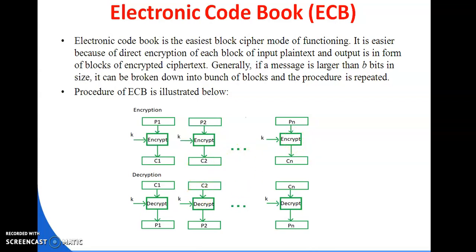In the encryption process, this is the P1, that means the plain text. K is the key, and this is the C1. Very simple method. That means plain text is given, key value is given, you apply it and get the ciphertext. Similarly in the decryption method, you take the ciphertext, apply the key value, decrypt it and get the plain text. It's a very simple method.